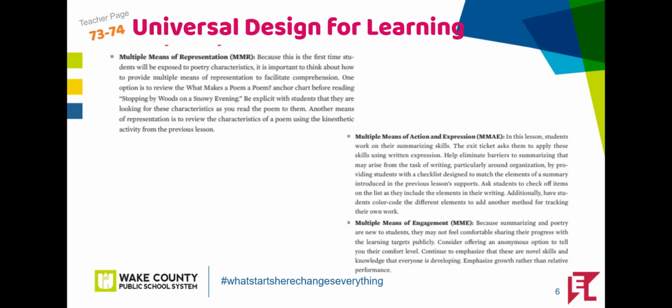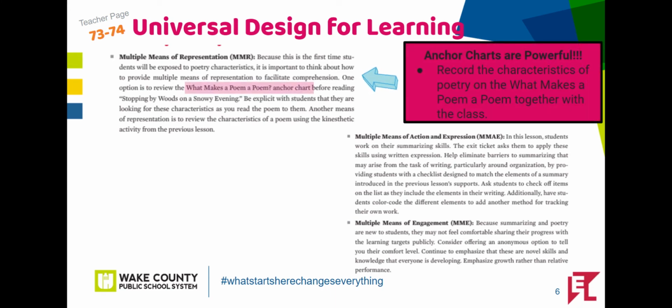Universal design for learning is a way of thinking about teaching and learning that helps give all students an equal opportunity to succeed. This approach offers flexibility in the way that students access material, engage with it, and show what they know. Anchor charts are a go-to scaffold. Make sure to create the What Makes a Poem anchor chart with your students. Remember, it doesn't need to be pretty. Color code the characteristics and allow students to use highlighters to highlight those characteristics that they find in the poem using the same color.